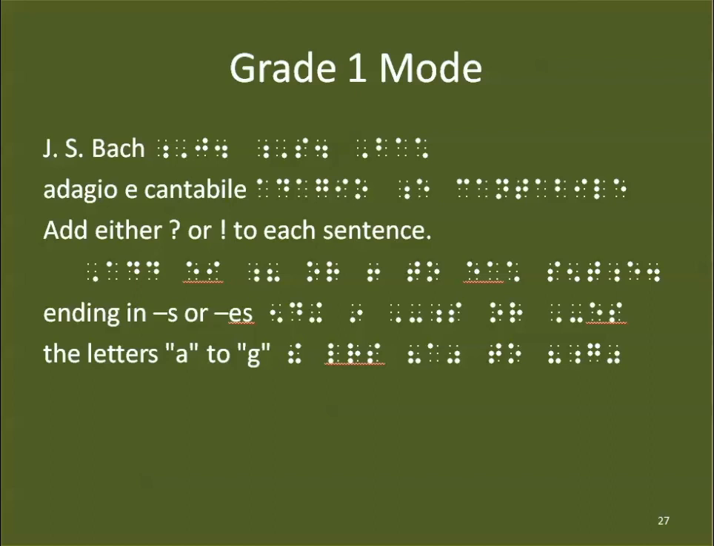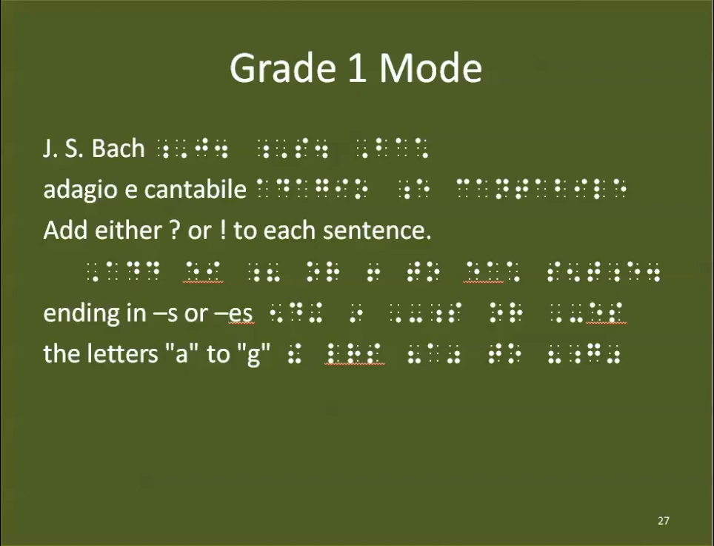We can use it in front of that question mark, that is an actual punctuation question mark, to say, don't read this as the contraction for his. It means read it as the symbol that it represents, which is a question mark. But the exclamation point can't be mistaken for anything else, so we don't need a grade 1 indicator in front of that.